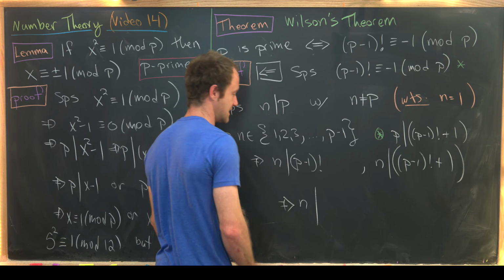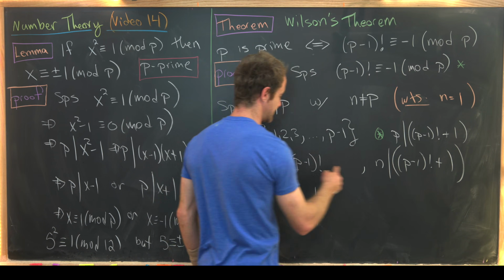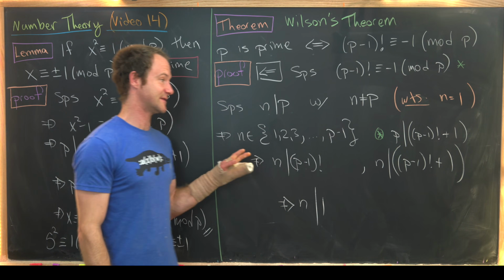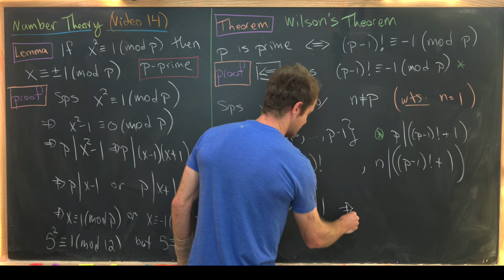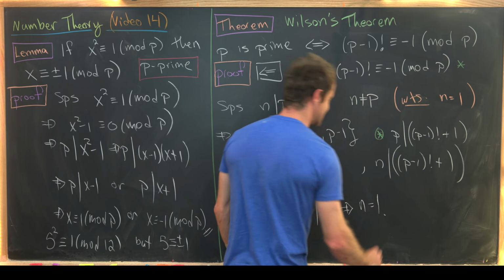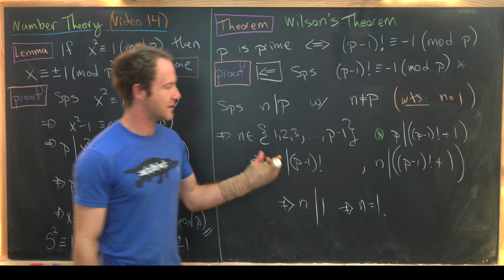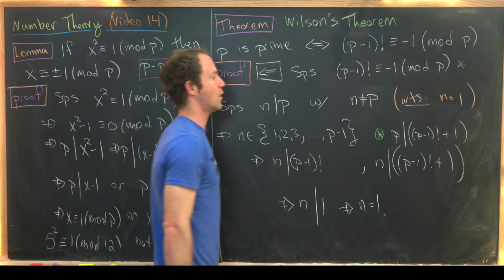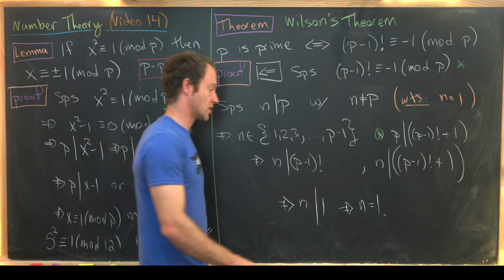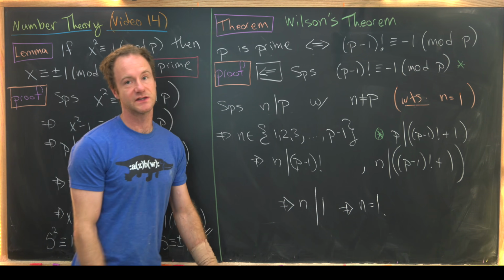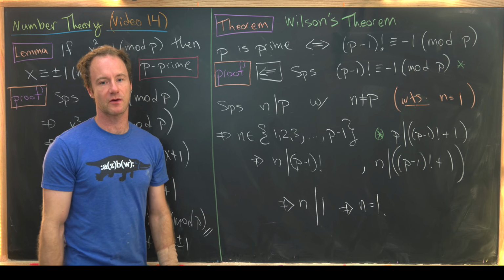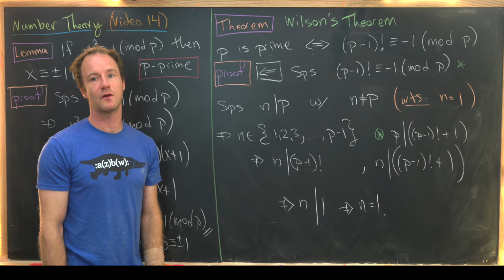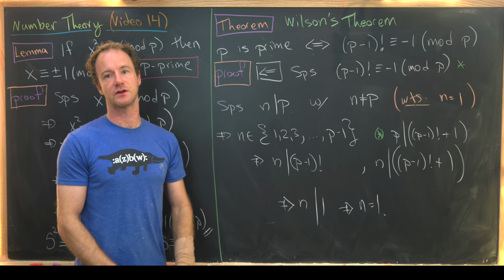So here we've got n divides the difference of this with this, but that difference is exactly 1. So we have n divides 1, which tells us that n is equal to 1. But by our previous discussion, that's what we wanted to show in order to prove that p was prime. So that finishes this reverse direction of our proof. Let's get rid of this and then we'll look at the forward direction.